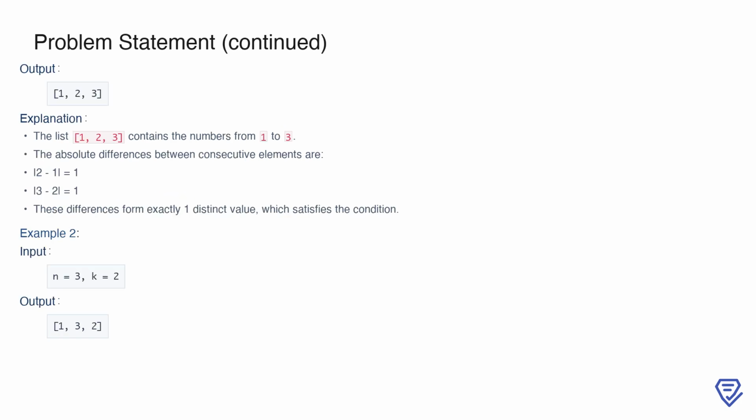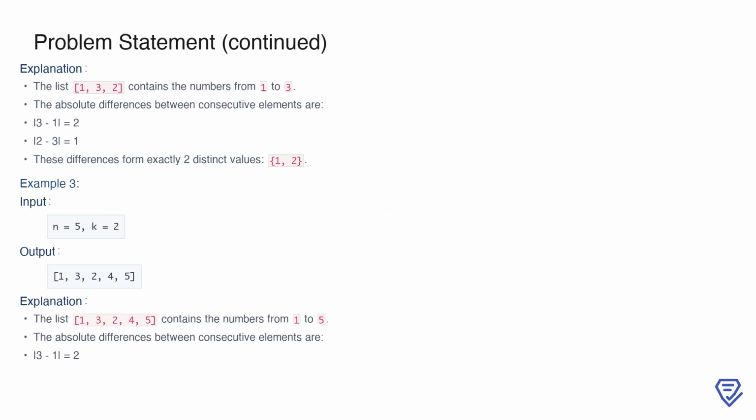In the first example, we have n equals 3 and k equals 1. One valid output is the list 1, 2, 3. This list contains all the numbers from 1 to 3 in order, and the absolute differences between each pair of consecutive elements are as follows. The difference between 2 and 1 is 1, and the difference between 3 and 2 is also 1. Since all consecutive differences are the same, we have exactly one distinct value, which satisfies the condition for k equals 1. This example shows that when k is 1, the simplest solution is to arrange the numbers in sorted order.